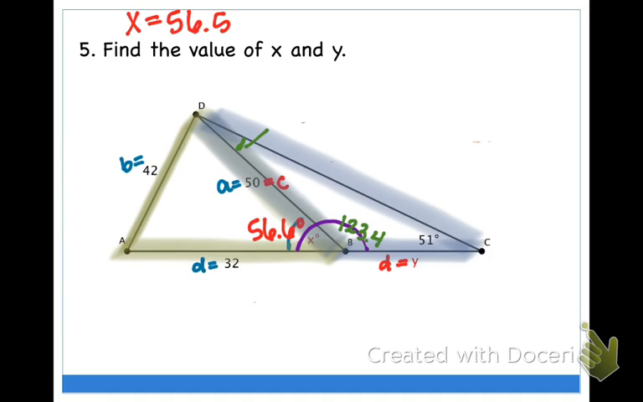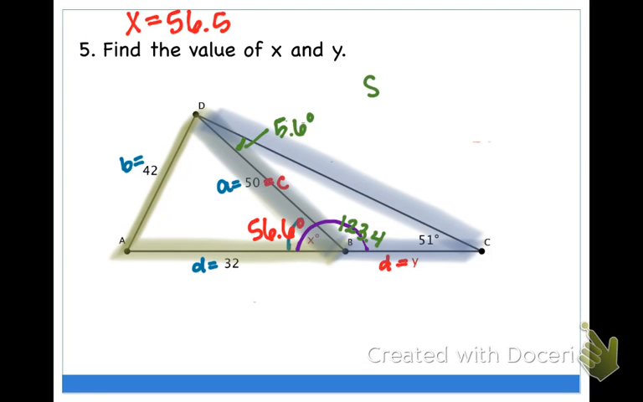Because I can take that 123.4 and add 51 and subtract that from 180, because it is a triangle and triangles all add up to 180. And I can get that the angle up at the top, it's tiny, is 5.6 degrees. And now, not only do I have a pair of C's, I have a 5.6 angle across from the side I'm looking for, and so we can use law of sines. So that's what we're going to do.